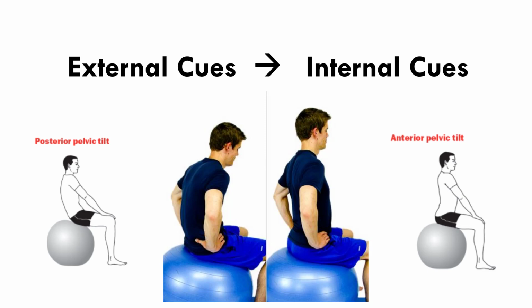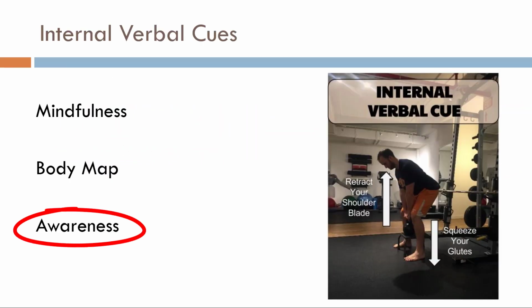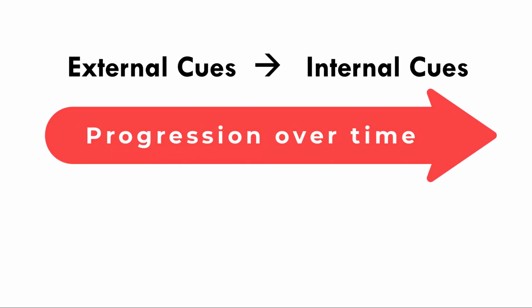But it doesn't mean that external cues are better than internal cues. It just means that external cues are the start, and you eventually progress to the internal cues. Because ultimately, your goal is to get people to be able to do things on their own without your input, so they become more independent. And the only way that can happen is if they become aware of what's happening within their body. And so you start external and you progress to internal.